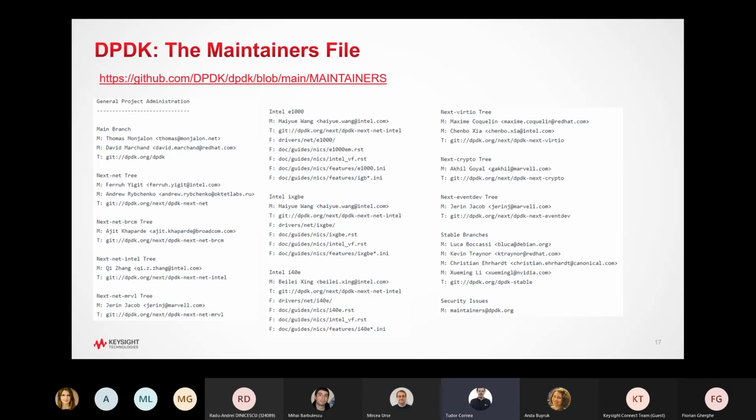Intel also has one. So let's say we want to submit a patch for the ixgbe driver from Intel's 10 gigabit cards. We will investigate this file for the ixgbe section, and then with capital M, we can see the maintainers who handle code review for this tree. You will need to CC them while submitting the patch to the mailing list. And with capital T here, we can see the Git tree we should use to rebase our patches. In this case, it's called dpdk-next-net-intel.